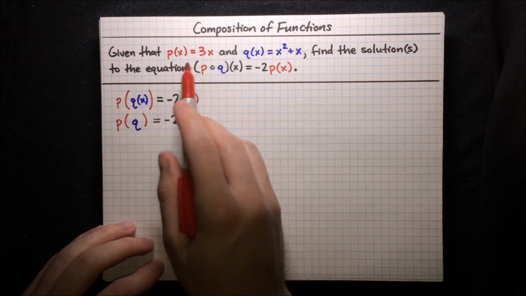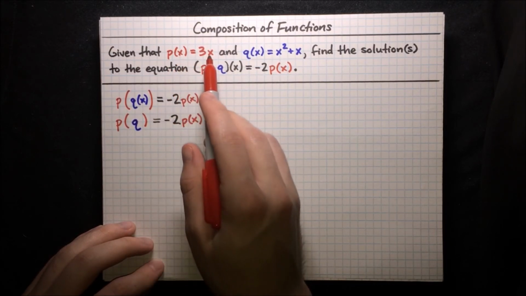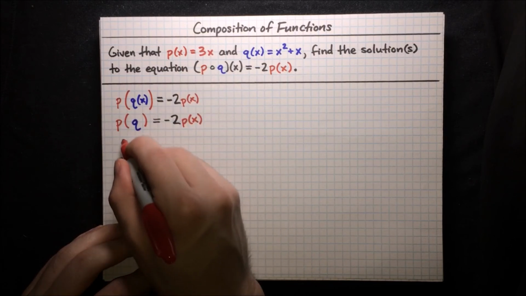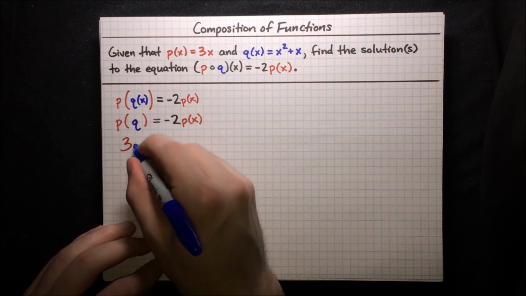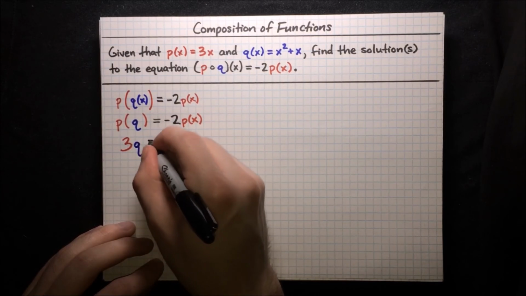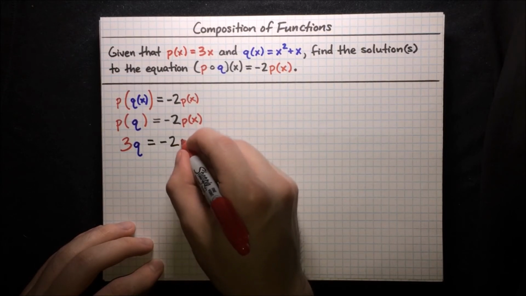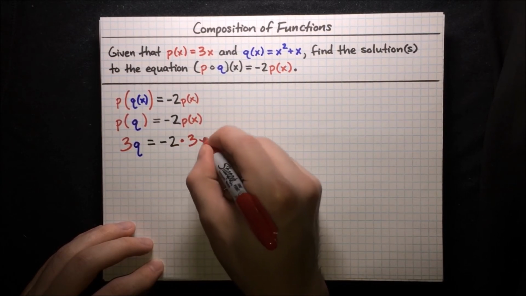And what is p of q? Well, p of x is just 3x, so p just takes the input and multiplies it by 3. So p of q is just 3q. Just put q where x was. So 3q is equal to negative 2 times p of x. So negative 2 times 3x.